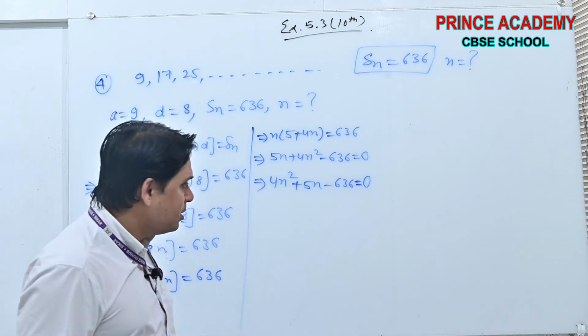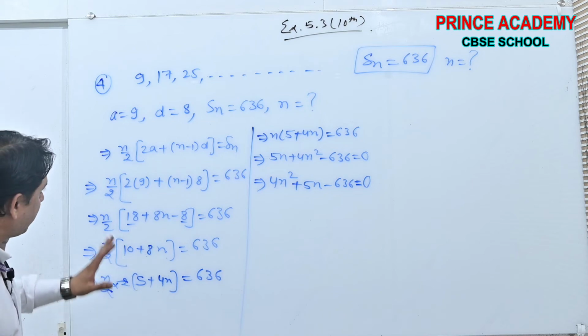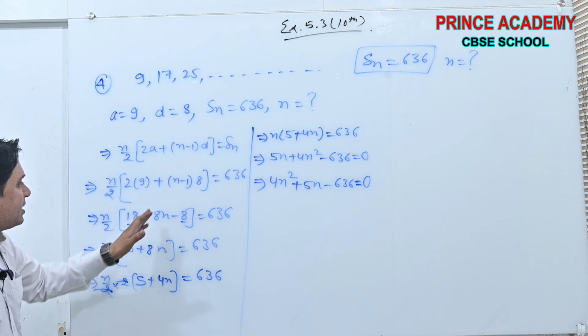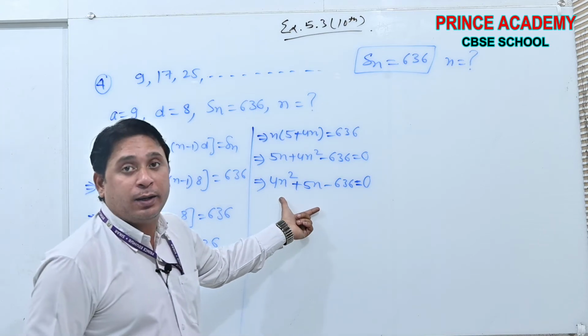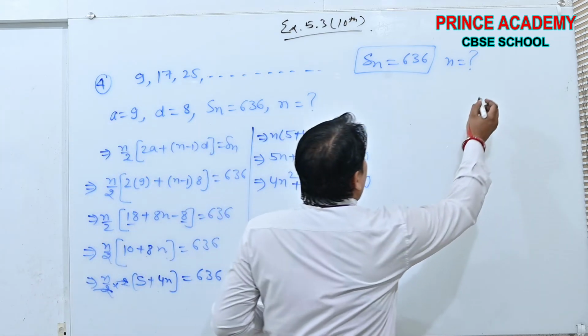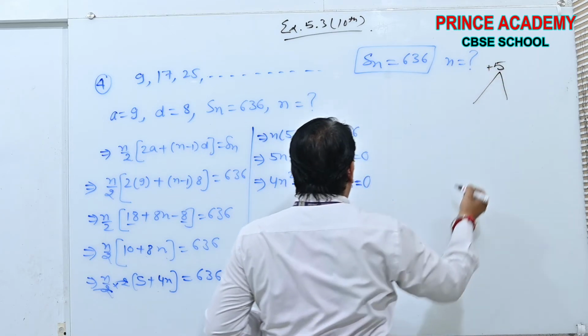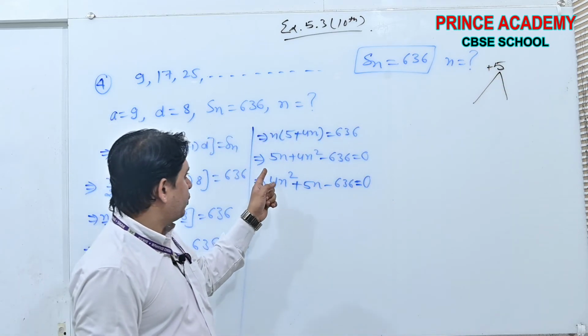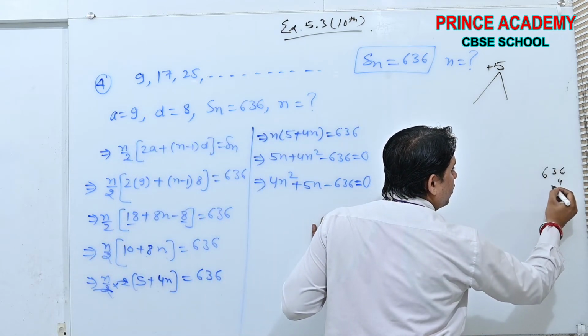Okay, let me try. First you check, is there any calculation mistake? 18 plus 8n minus 8, 10 plus 8. Okay, everything is okay. Then go for it. We have to break 5n, 5, into 2 parts, plus 5 beta, such that the product should be this into this. Factorize it. 636 into 4.